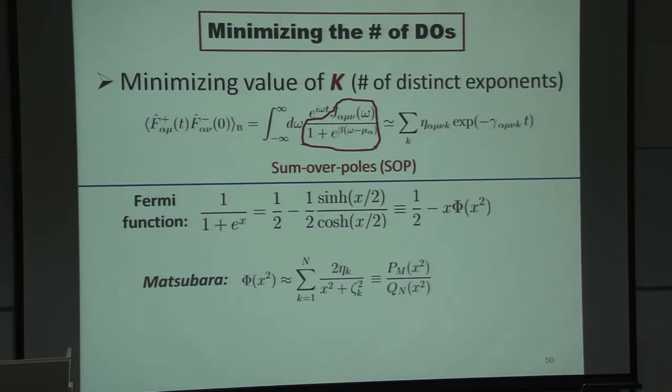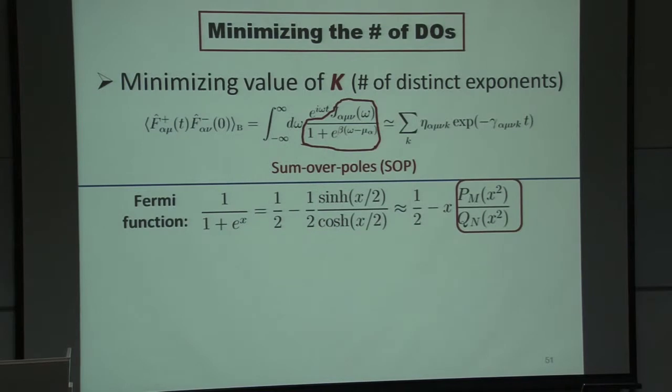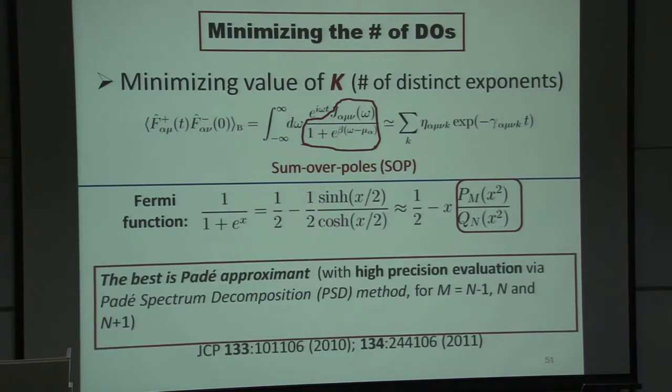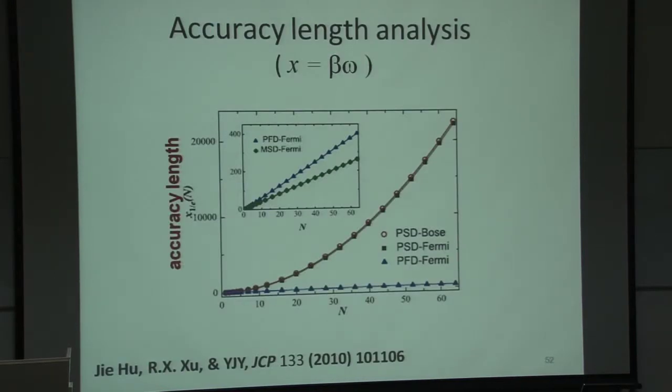Basically, the multiplier expansion of the Fermi function or Bose function is terribly bad. An easier way is the Padé approximation. We need to develop very accurate algebra to evaluate the Padé-type poles and coefficients, and we can do it. In the paper we published a few years ago, you can see how good the Padé is and how bad the multiplier is. The green line is the multiplier, and the y-axis is the accuracy length.